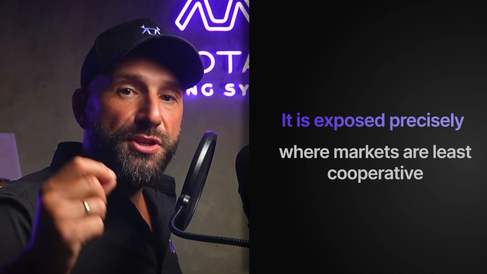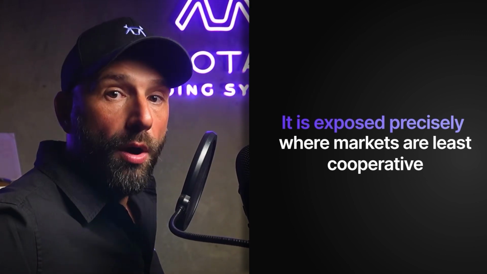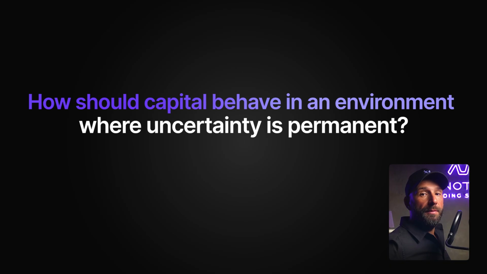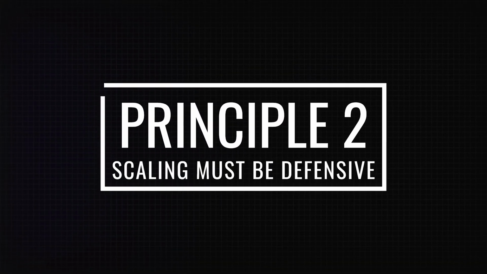So from a first principles standpoint, this is not a defect in the market, it actually is the market. And any system that requires accurate and repeated directional prediction is therefore fragile by design, because it is exposed precisely where markets are least cooperative. A robust framework does not try to eliminate volatility, it accepts volatility as inevitable and asks a more durable question: how should capital behave in an environment where uncertainty is permanent? Once volatility is treated as a constant rather than an anomaly, the entire problem of system design changes.